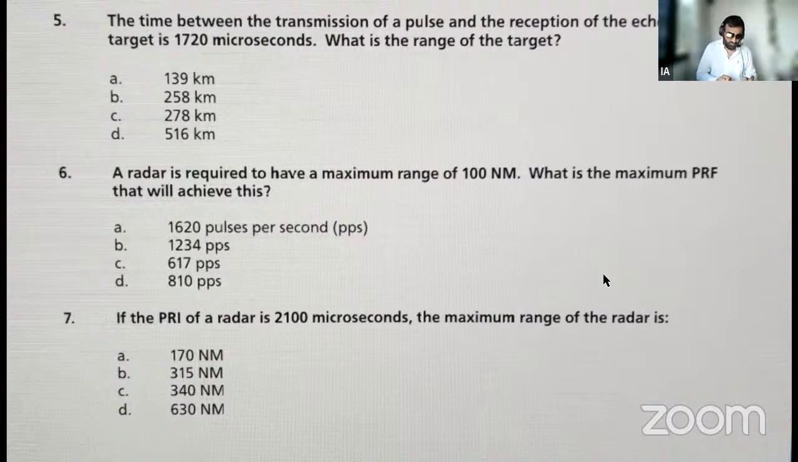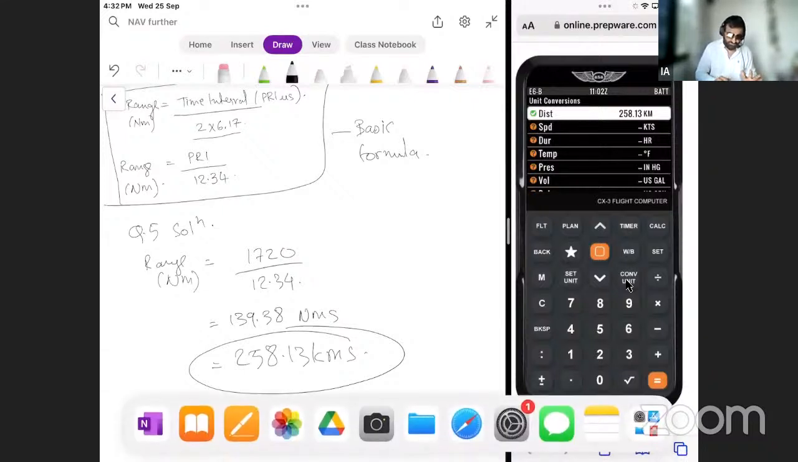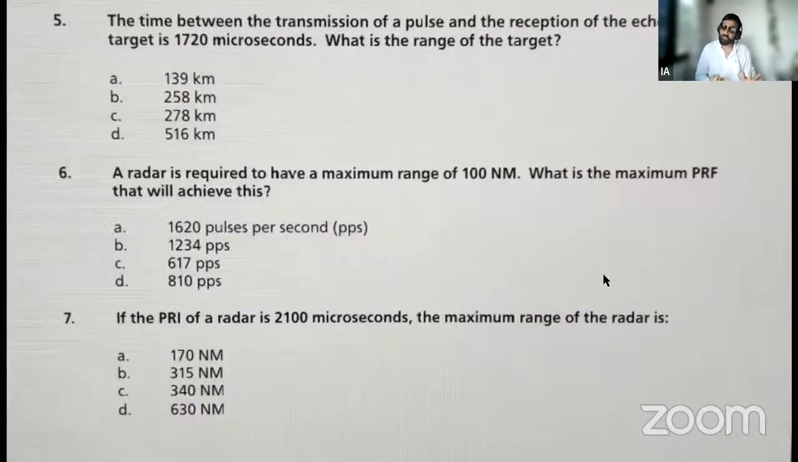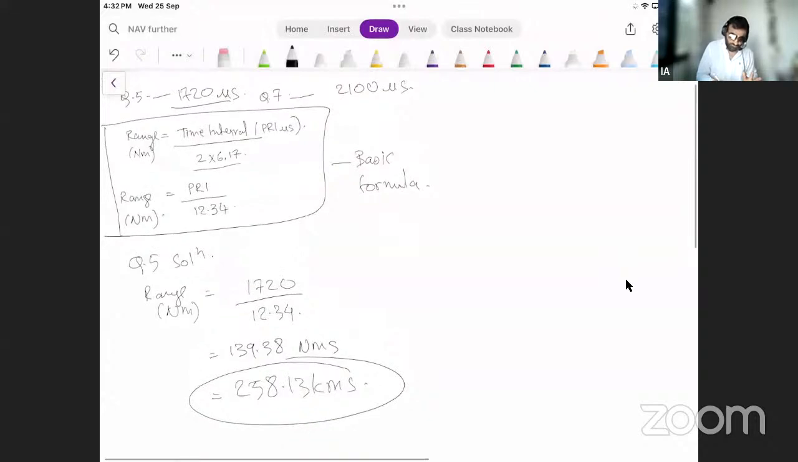Question number 7 now, quickly. It'll be very easy for us. Let's just check question number 7 options. Options are in nautical miles. So we'll not be using the unit conversion here. Simple. We'll just quickly solve question number 7.